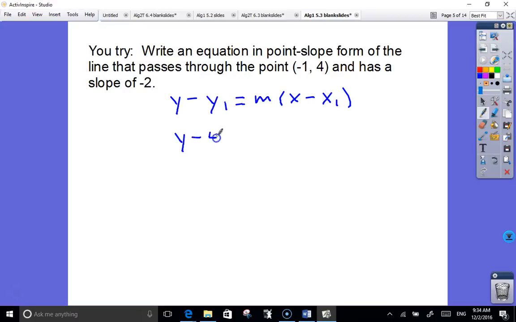y minus 4 equals negative 2 times x minus negative 1. And I'm going to make one small adjustment: x plus 1. Done. Point-slope.